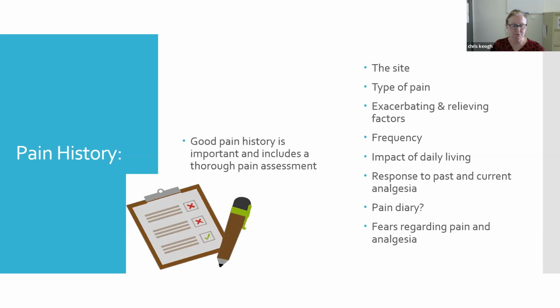One of the most important things to look at when we're looking at management of pain is to make sure that we've done a thorough pain assessment. So a good pain history is important. The things that we want to look at are the site of the pain, what type of pain it is, so we get some idea of the way that the patient will describe the pain, any exacerbating or relieving factors, how often people have the pain, how this affects how they're living, so what they're able to do and what they're not able to do because of the pain.